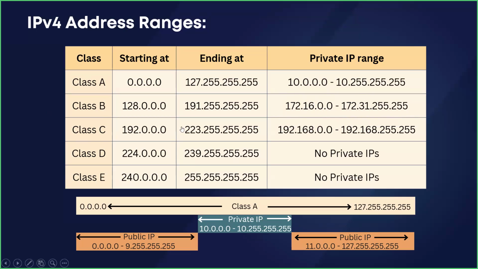And finally, in Class C, the first octet should be 192, the second octet should be 168, and the remaining two can be anything from 0 to 255. Those are the conditions. I hope that's clear now.